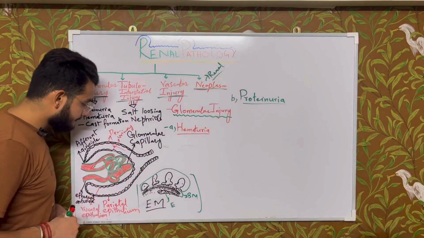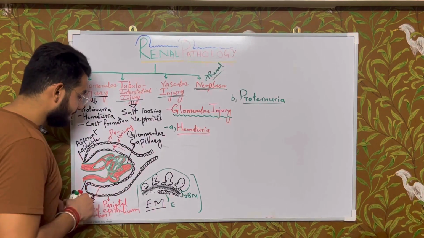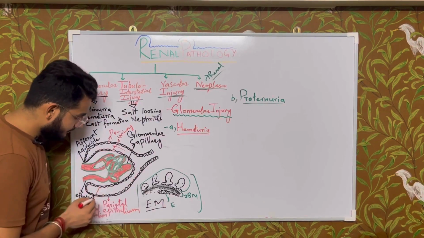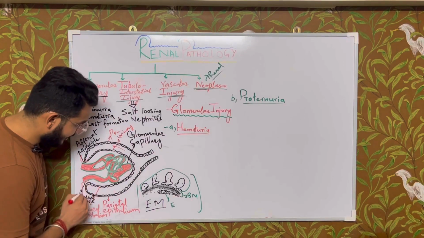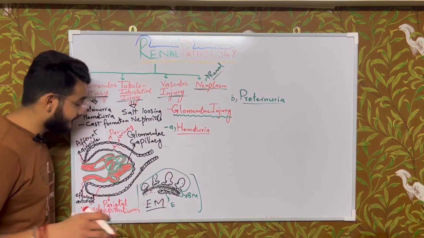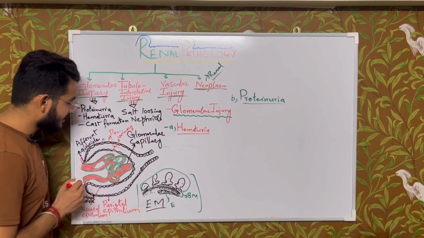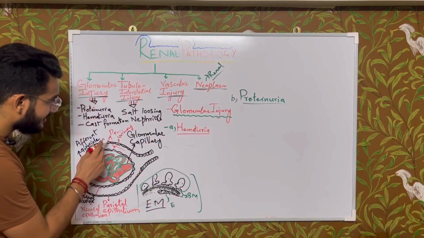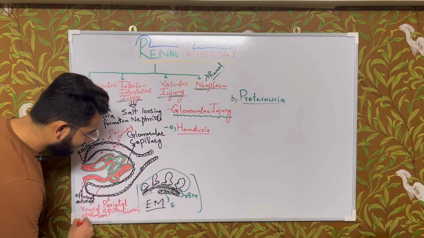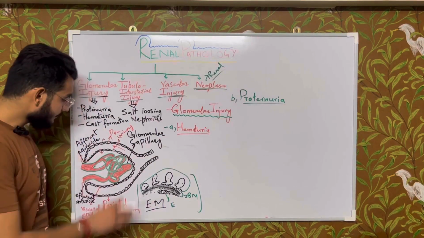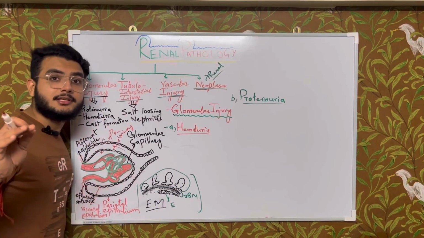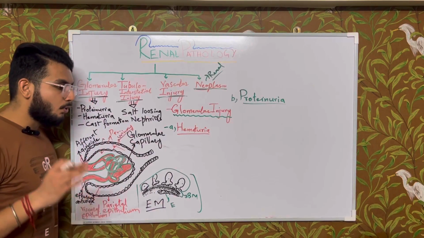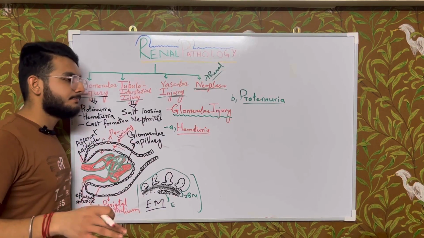Diving into the basic structure of glomeruli, what is it made up of? It is made up of the Bowman's capsule. This is the Bowman's capsule, the black structure, you can clearly visualize it. It is made up of two layers. The outer layer is the parietal epithelial layer and the inner one is the visceral epithelial layer. Between these two layers there is a space known as Bowman's space or urinary space.